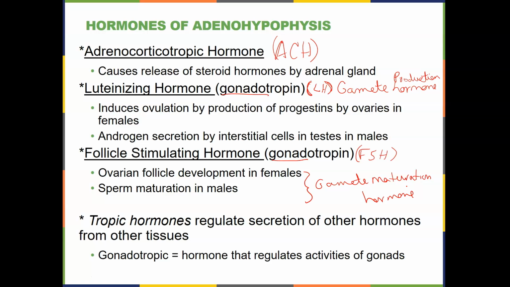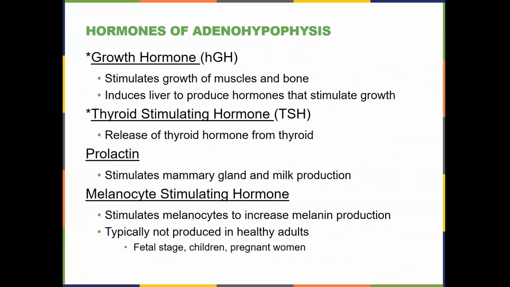And something that you just need to know for any endocrine process, and this will help you in physiology, is the term trophic hormone. Trophic hormones regulate how other hormones are secreted from other tissues. So gonadotropic hormones are hormones that regulate activities of the gonads. So over here, gonadotropins, luteinizing hormone and follicle stimulating hormone, are regulating processes and the secretion of other hormones in the gonads of males and females.